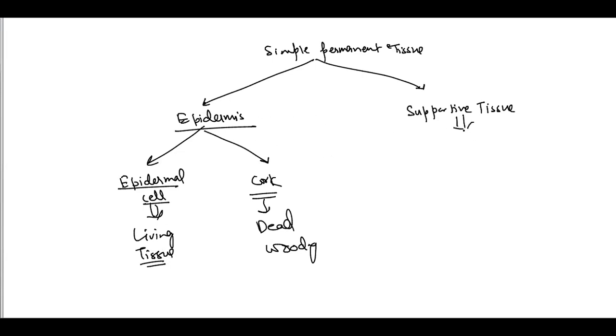Now this one is the supportive tissue. Supportive tissue is of three types of simple permanent tissue that play a very important role in support. The first is the parenchyma, then collenchyma, and sclerenchyma.